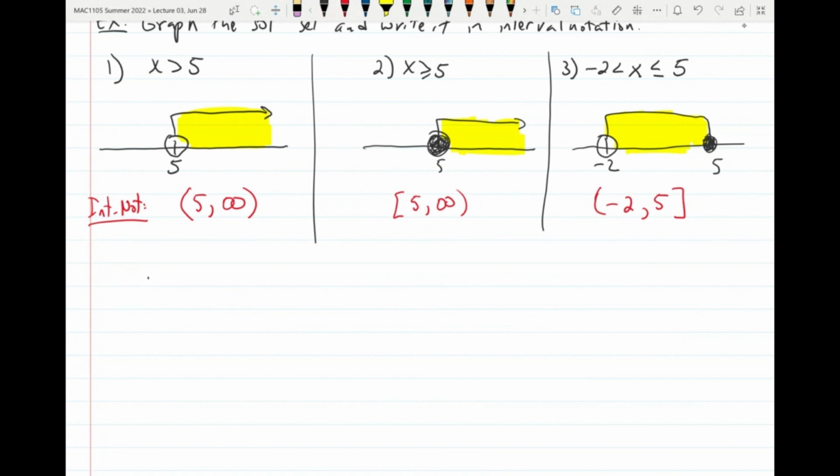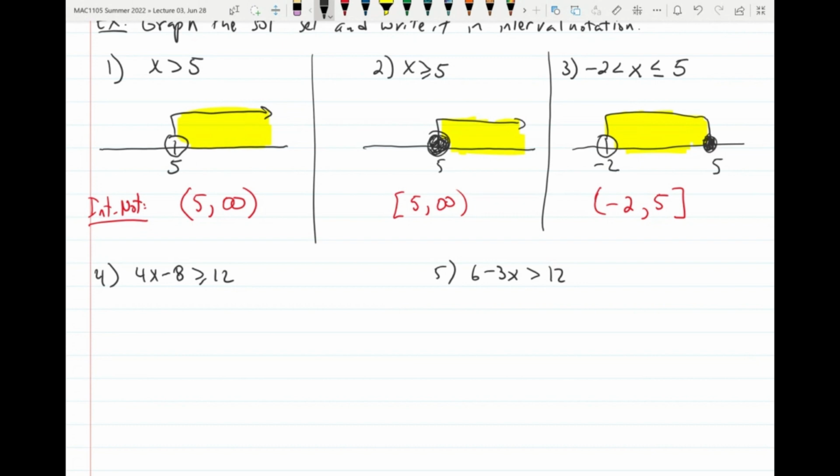So then let's go ahead and let's now solve some inequalities. Actually, let me keep it the same. So let's graph and then write down some interval notation. So let's do 4x minus 8 greater than or equal to 12. And let's do 6 minus 3x greater than 12.